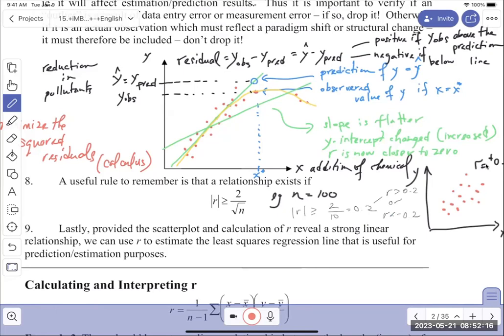So just for even 100 observations, you can claim there's a linear relationship, if the graph shows you that, as long as R is more than 0.2. Now that seems really low, but like I said, R's are really low in practice. So this is what we'll say, there's a relationship worth discussing or reporting if R is greater than 0.2 or R is less than negative 0.2.